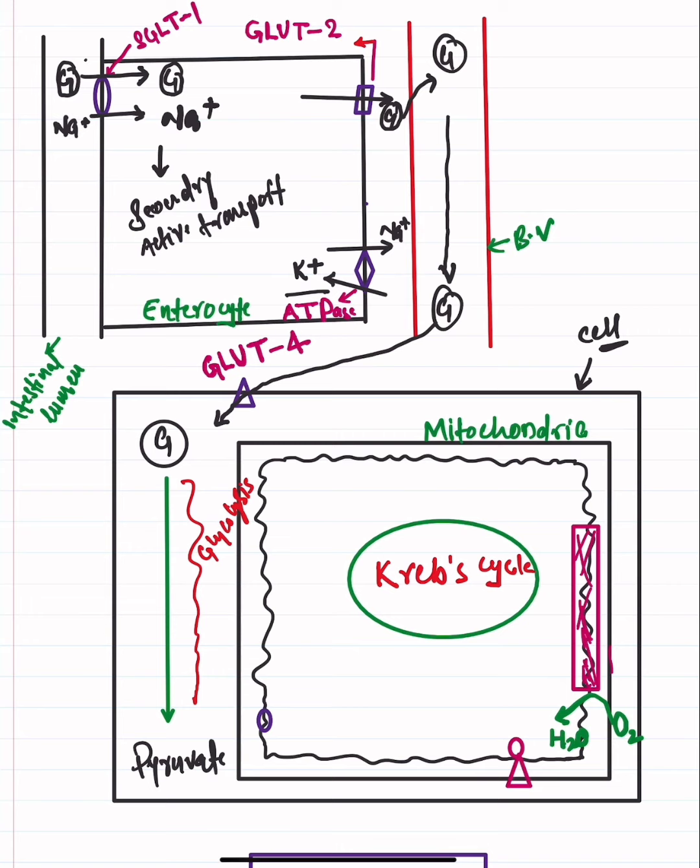So what will happen next? This pyruvate will move into the mitochondria, and the transporter here is the pyruvate proton symporter. That means with pyruvate, a proton will come. Okay, and what will happen with this pyruvate? This pyruvate can change into acetyl CoA. This pyruvate can change into oxaloacetate also.